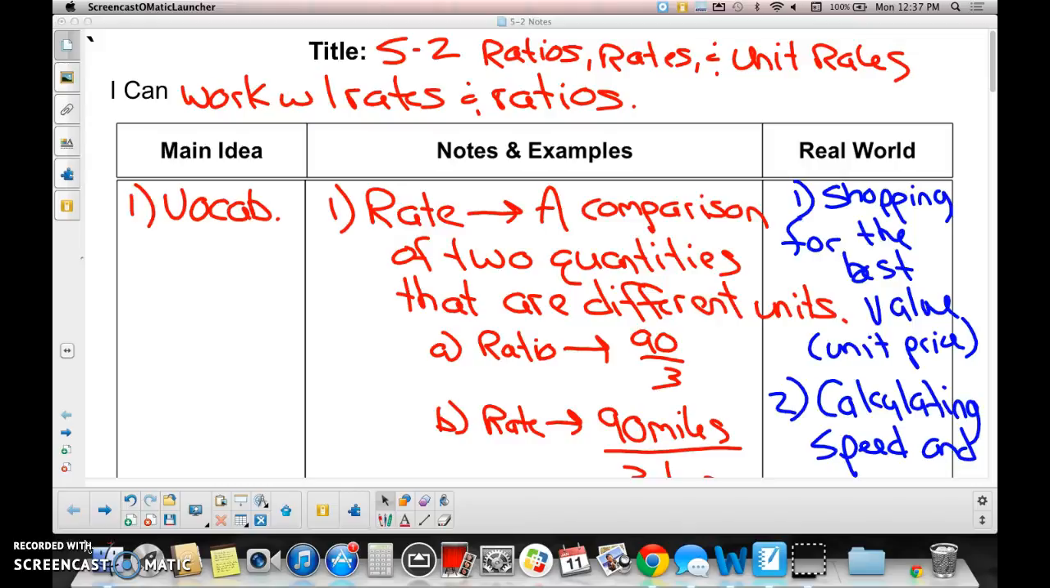I can work with rates and ratios. So we're working with ratios, rates, and unit rates. We have 3 vocab words.